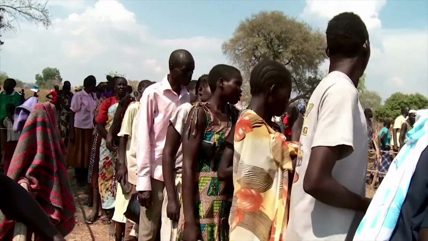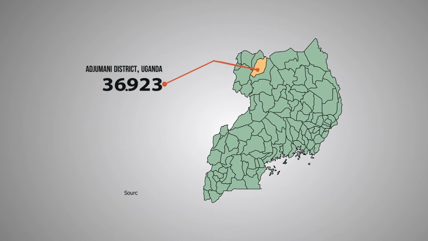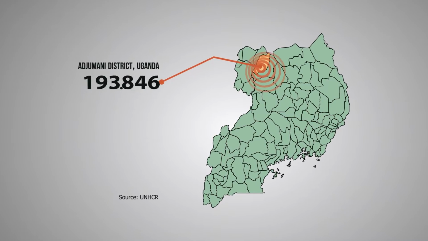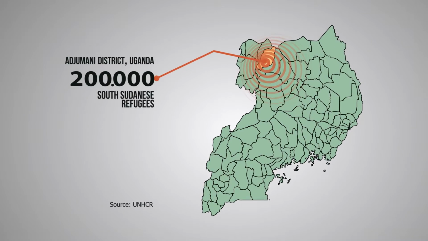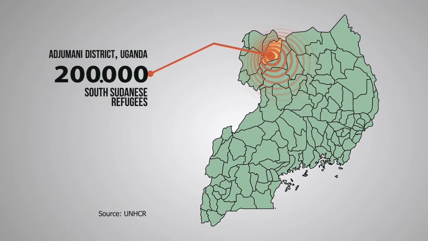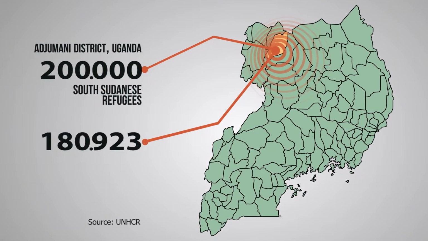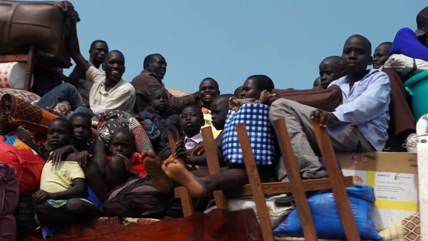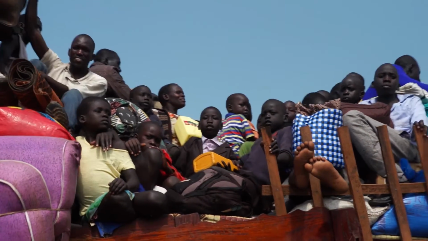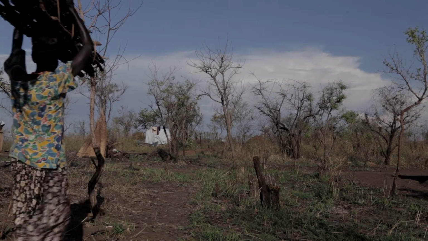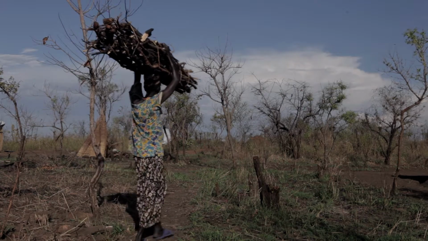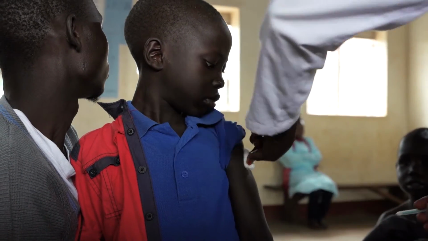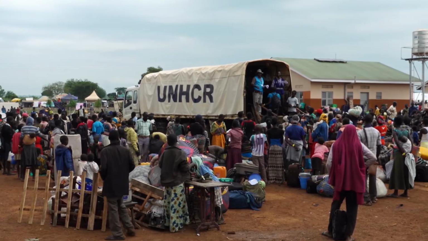As of October 2016, more than 200,000 South Sudanese refugees and asylum seekers are living in Adjumani district, in addition to the estimated Ugandan population of 392,000. The high influx of refugees comes with many challenges. The priorities are first and foremost to protect the vulnerable population and to provide health services, water, food and shelter.